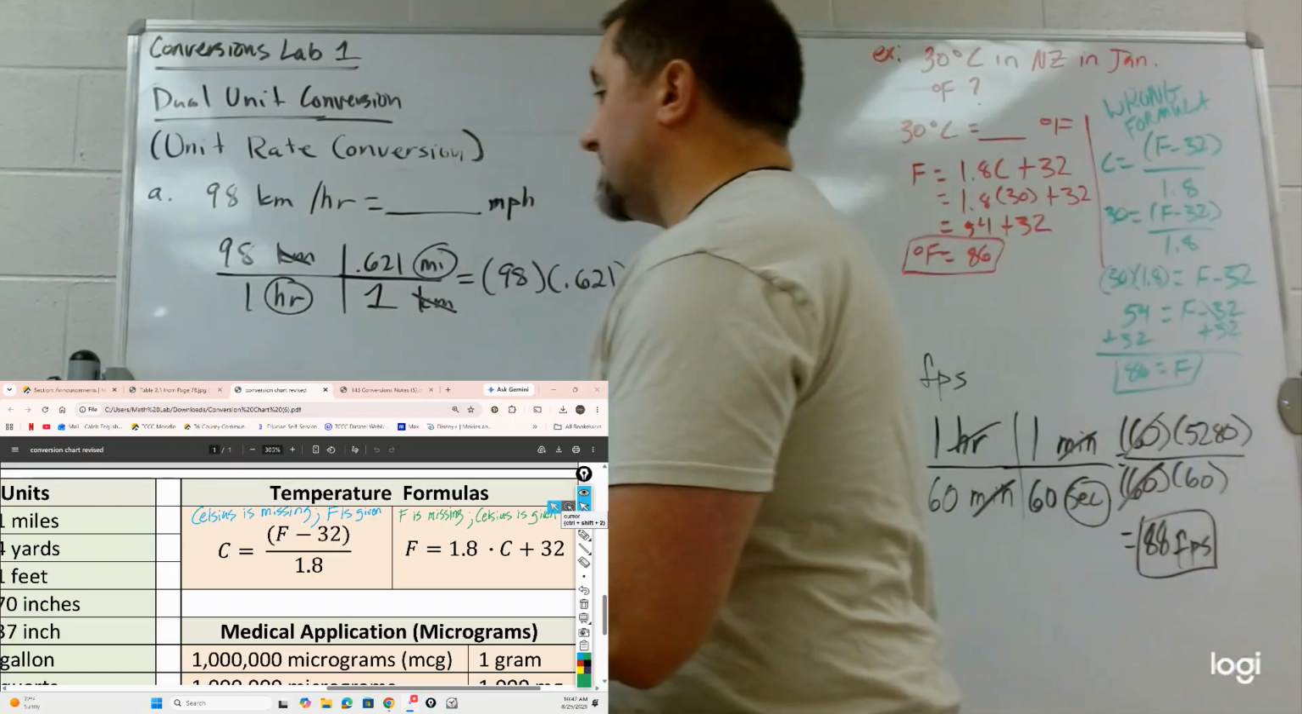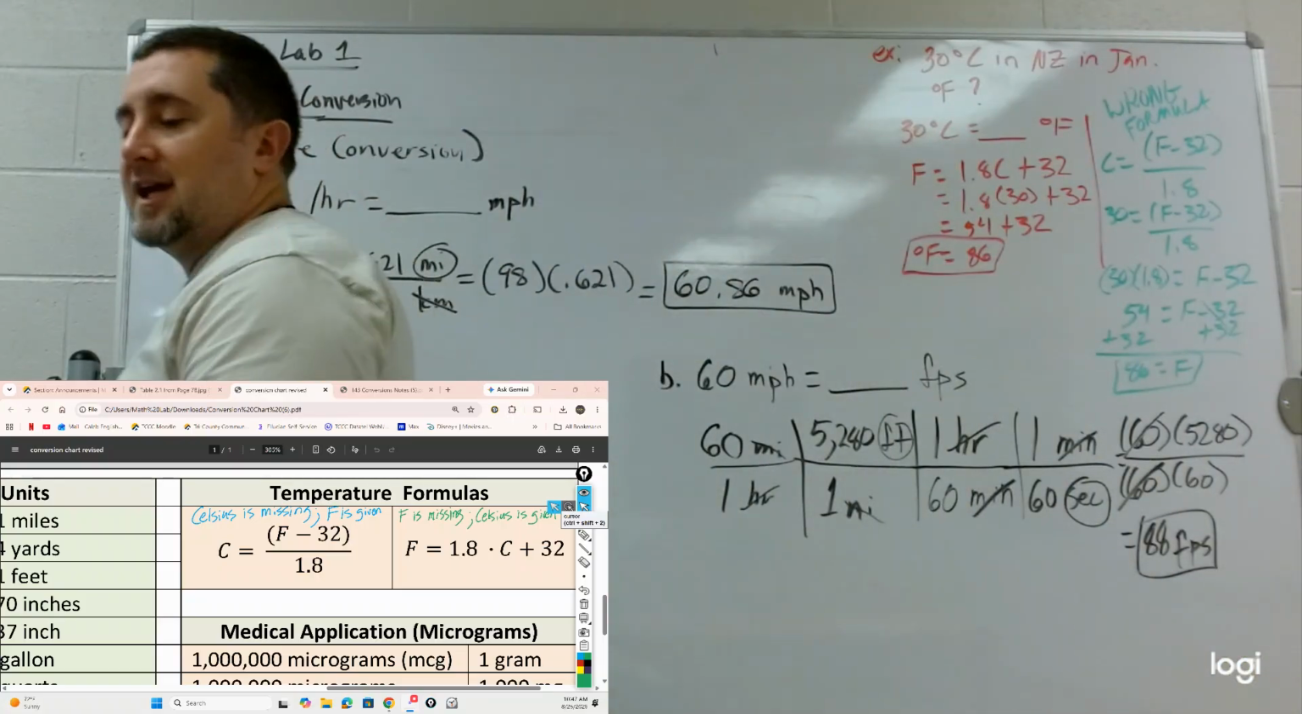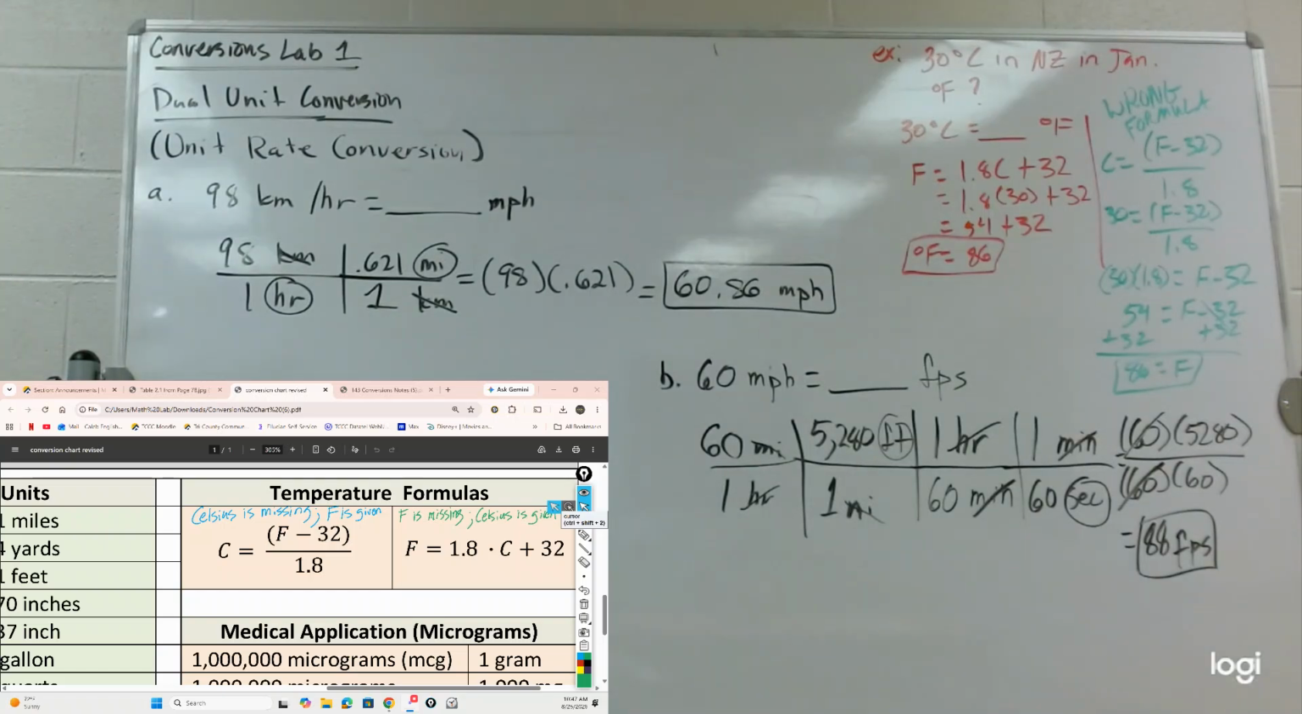All right, so just keep that in mind. Whatever they give you, you have to use the other one. Since they gave us Celsius, we have to use F equals if we want to save some time.